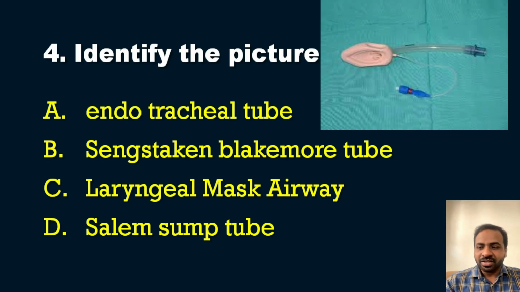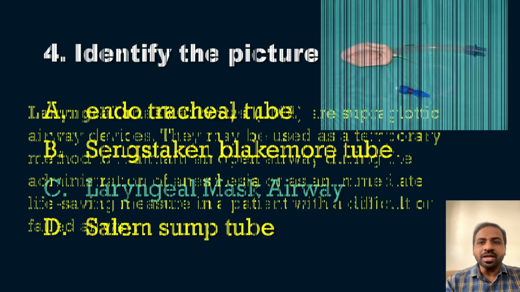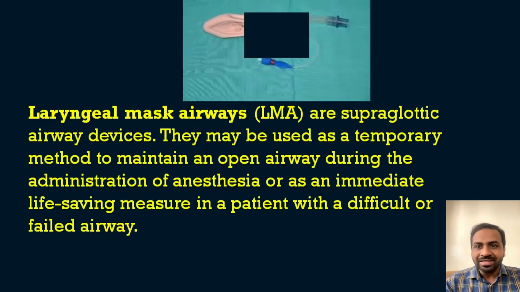So what is this picture? This picture is option number C, that is the laryngeal mask airway, or LMA. You might have heard about this instrument and you have seen it in clinical settings, especially in ICUs and emergency departments. So we will see what a laryngeal mask airway is.